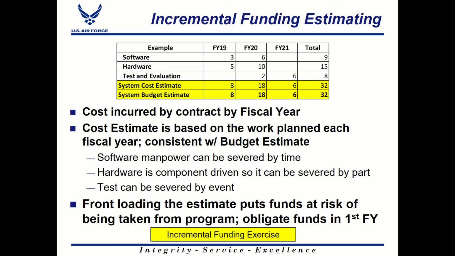But regardless of the way it's phased, the budget estimate will look at the fiscal years of the cost estimate and align with it. So in this example, you see software is phased over 2 years, hardware is phased over 2 years, and then the cost of those elements is added up for that fiscal year. So hardware and software is $8 million. Hardware, software, and test in FY20 is $18 million, and then there's $6 million of test in FY21. So again, by fiscal year, government fiscal year, and the budget estimate is the exact same by fiscal year.